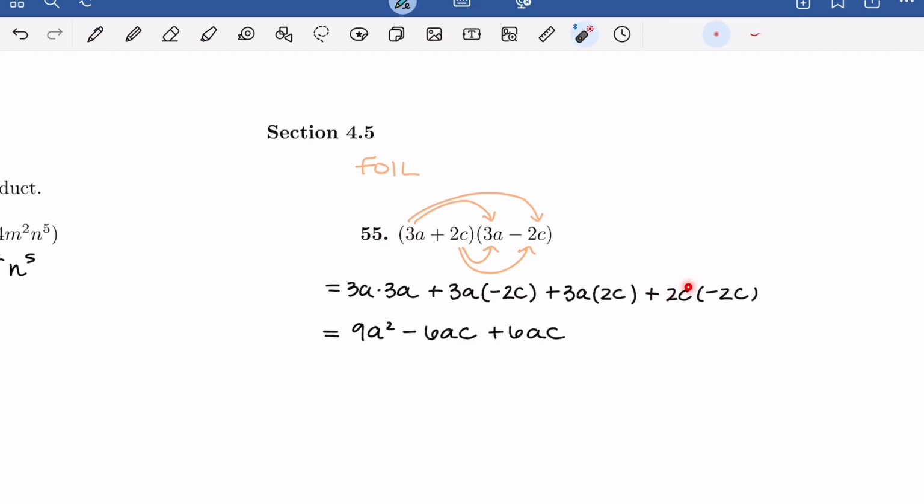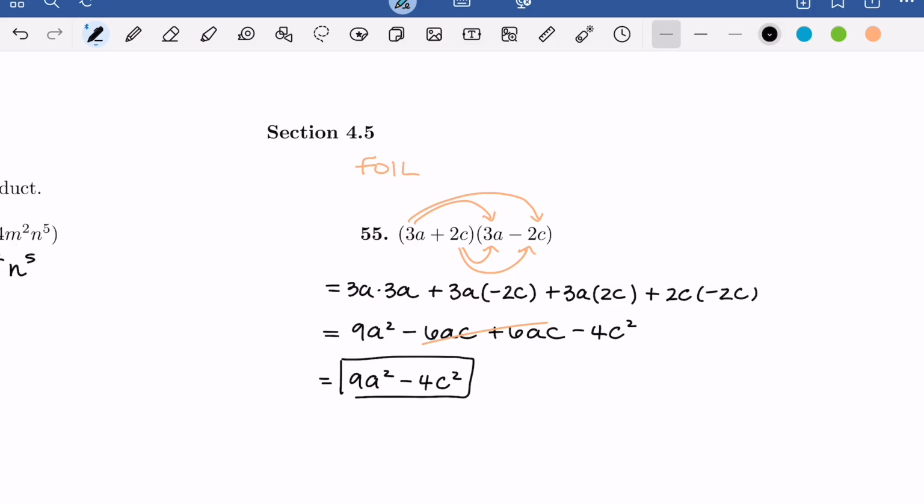And then lastly, we're going to have 2c times negative 2c. This will give us minus 4c squared. All right, now notice we have a minus 6ac and a plus 6ac, so these guys are actually just going to go ahead and cancel out. And then this is going to give us 9a squared minus 4c squared, which is going to be our final answer.